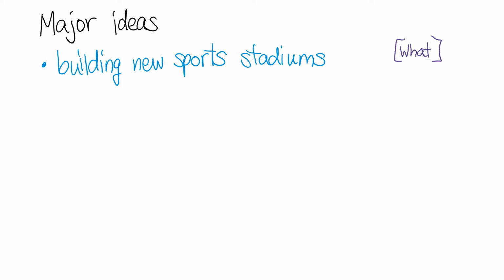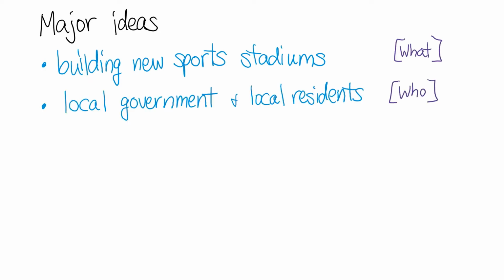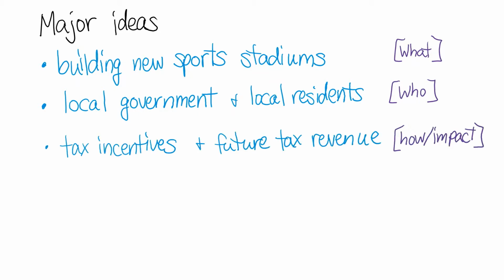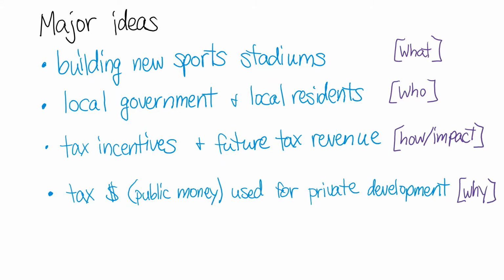As a reminder, I'll just pull out the major ideas from my brainstorming diagram that I circled. Building new sports stadiums from the what quadrant, local government and local residents from who, tax incentives and future tax revenue is the how or impact, and tax dollars, the use of public money for private development, that is the why I care.